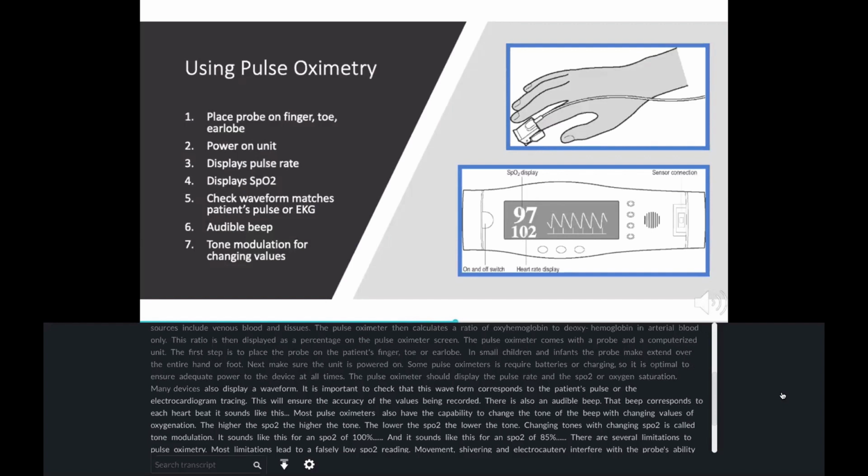Many devices also display a waveform. It is important to check that this waveform corresponds to the patient's pulse or the electrocardiogram tracing. This will ensure the accuracy of the values being recorded. There is also an audible beep. That beep corresponds to each heartbeat. It sounds like this.